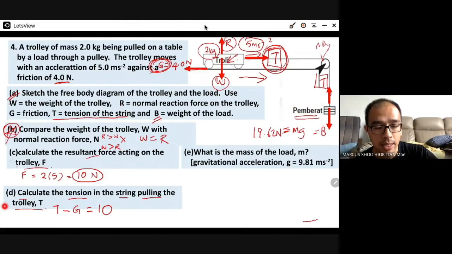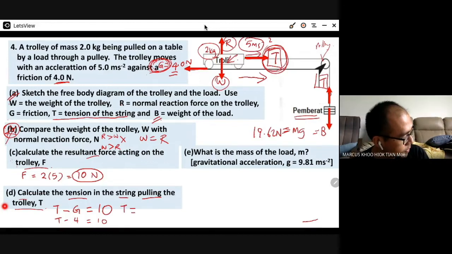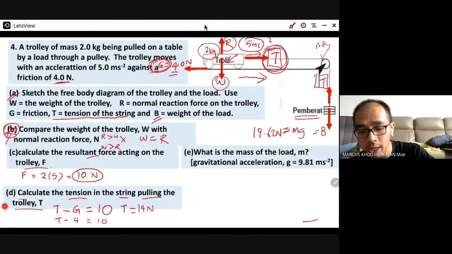Okay. And since I have the value of G equals 4, I can get the value of T. What's the value of T? 14. Okay, T equals 14 newtons. And that's a very important information for us, because we can use the same T in this situation.